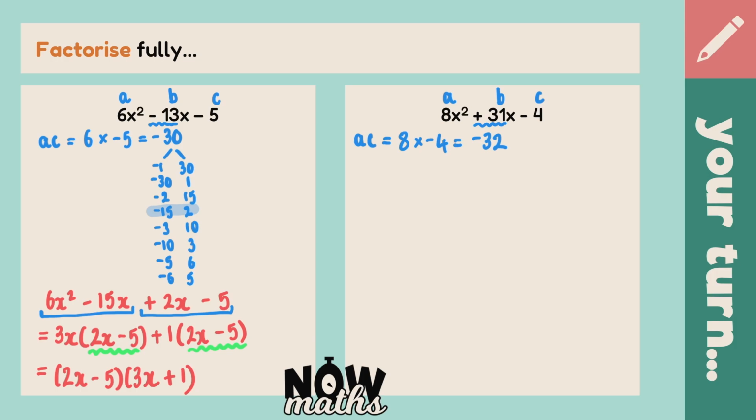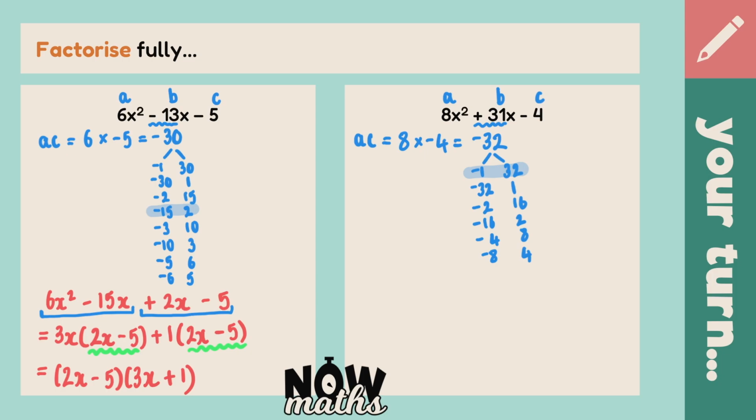For 2 numbers to multiply to give a negative answer, we need one of the numbers to be negative and one of the numbers to be positive. So we could have negative 1 and 32, or negative 32 and 1. We could have negative 2 and 16, or negative 16 and 2, and negative 4 and 8, or negative 8 and 4. And that's all of the factors in this case. The only pair which add to give positive 31 is going to be the very first pair.